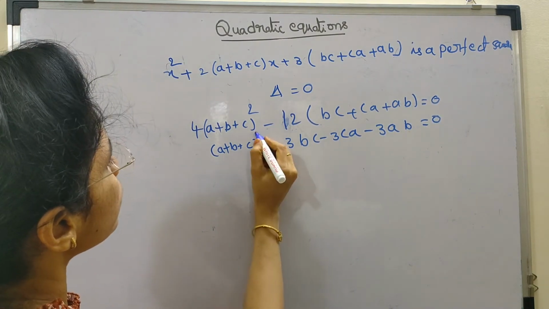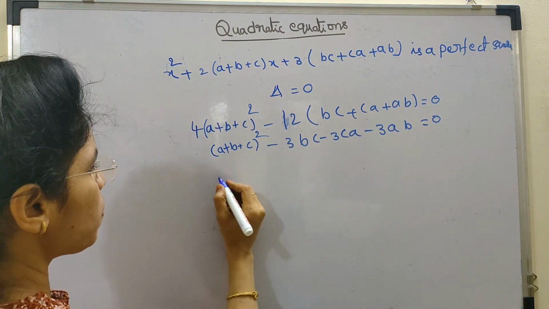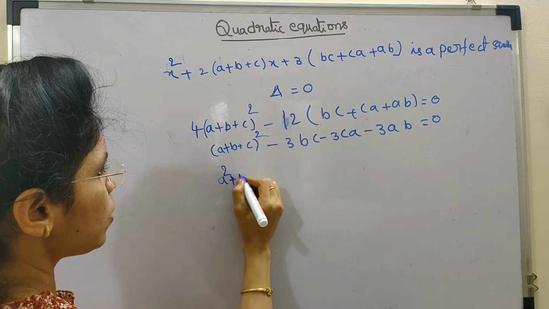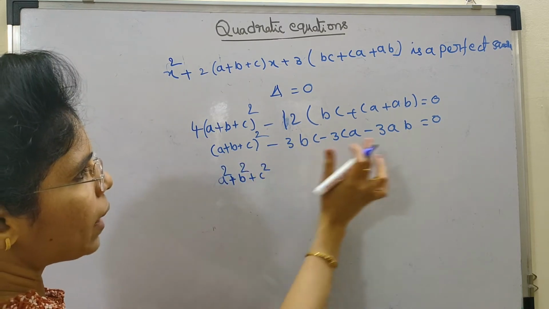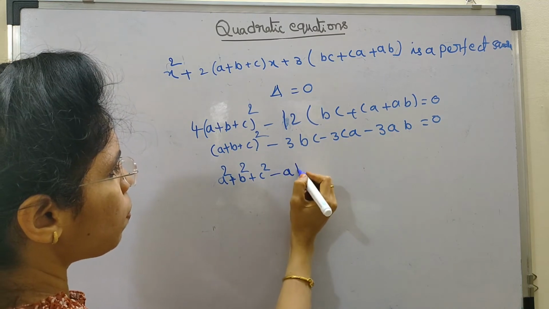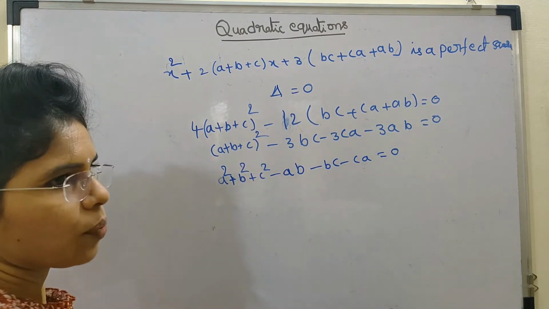You have the whole square. Just expand this: a square plus b square plus c square, a square plus b square plus c square. Here you have 2ab, here minus 3ab. So you have minus ab minus bc minus ca is equal to 0.